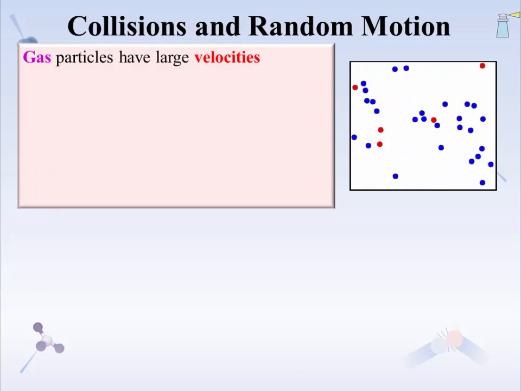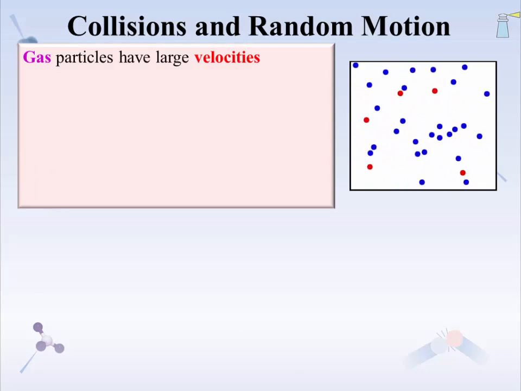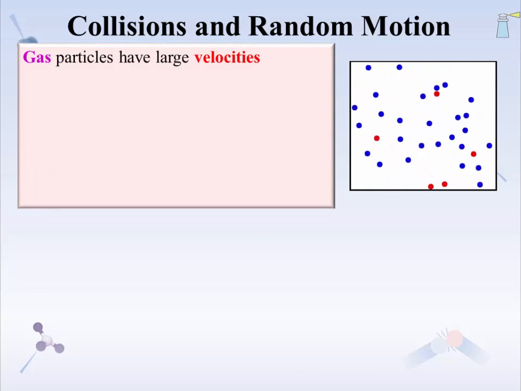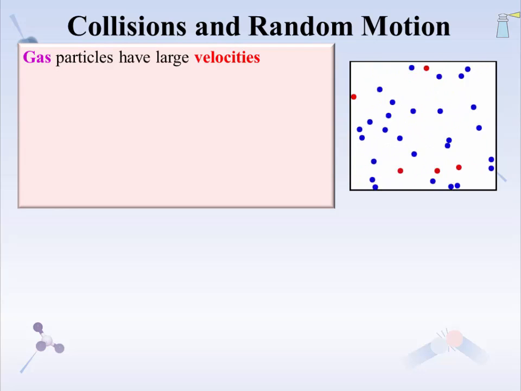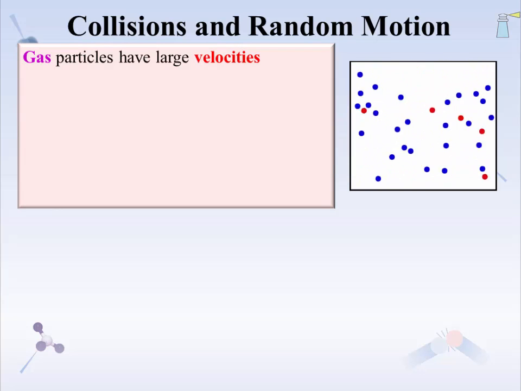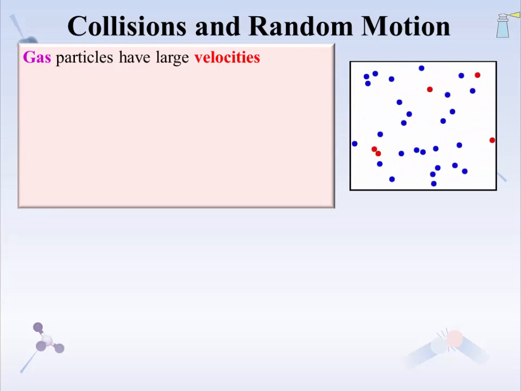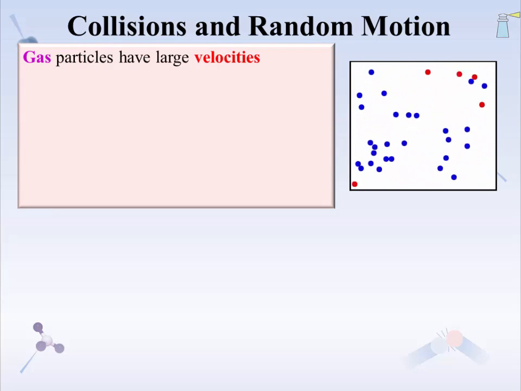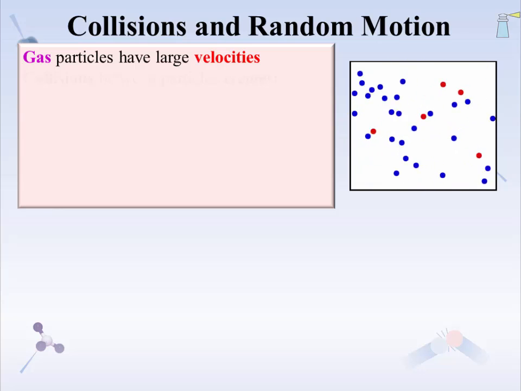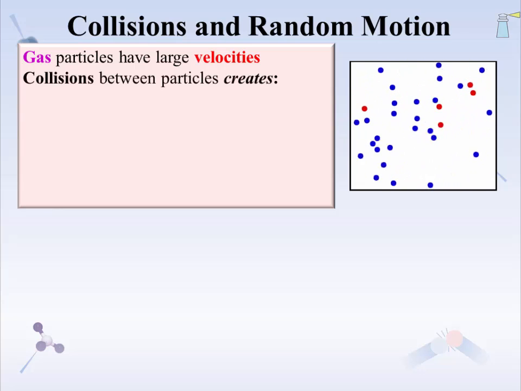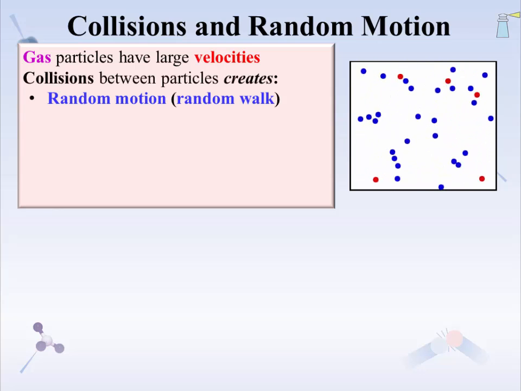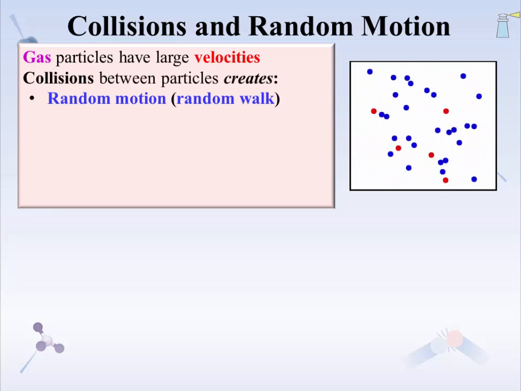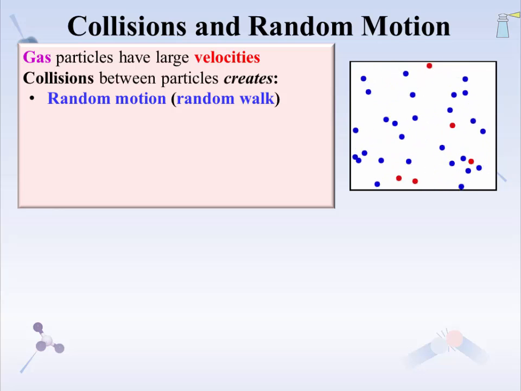From the average kinetic energy, we know that gas particles have large velocities. At room temperature, some of xenon's particles will have velocities of over 500 meters per second. At such speed, however, it is not long before a particle will collide with another particle or some other object. Collisions between particles creates what appears to be random motion. Another commonly used term is that the particles appear to be on a random walk.